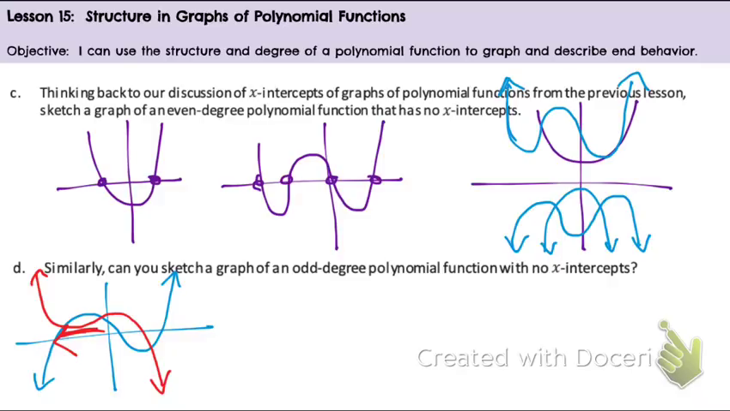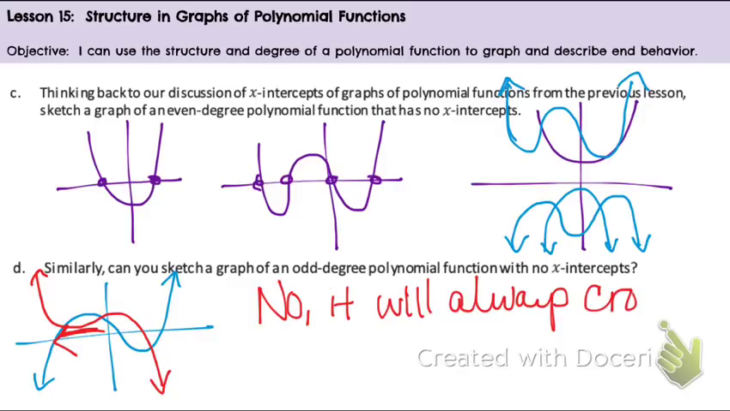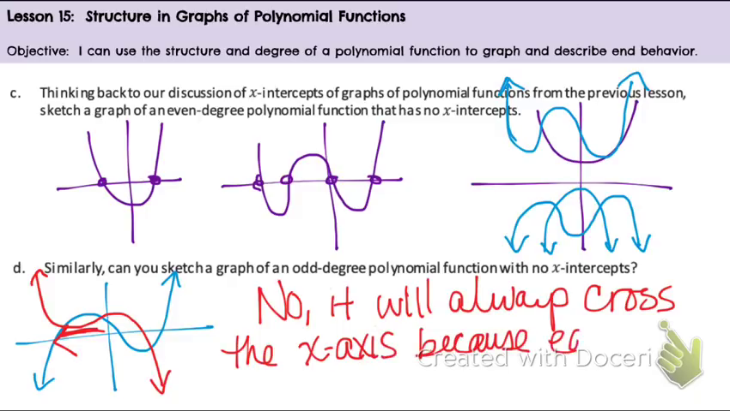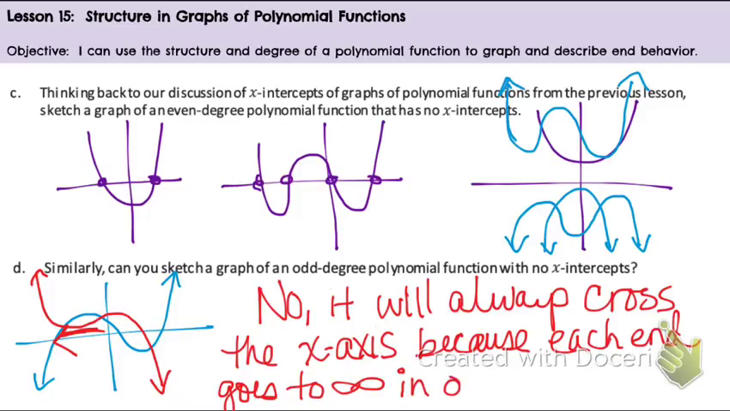All right, so if you're stumped on that one, the answer is no. It will always cross the x-axis and give you x-intercepts, because each end goes to infinity in opposite directions. So that's with odd degree polynomial functions.